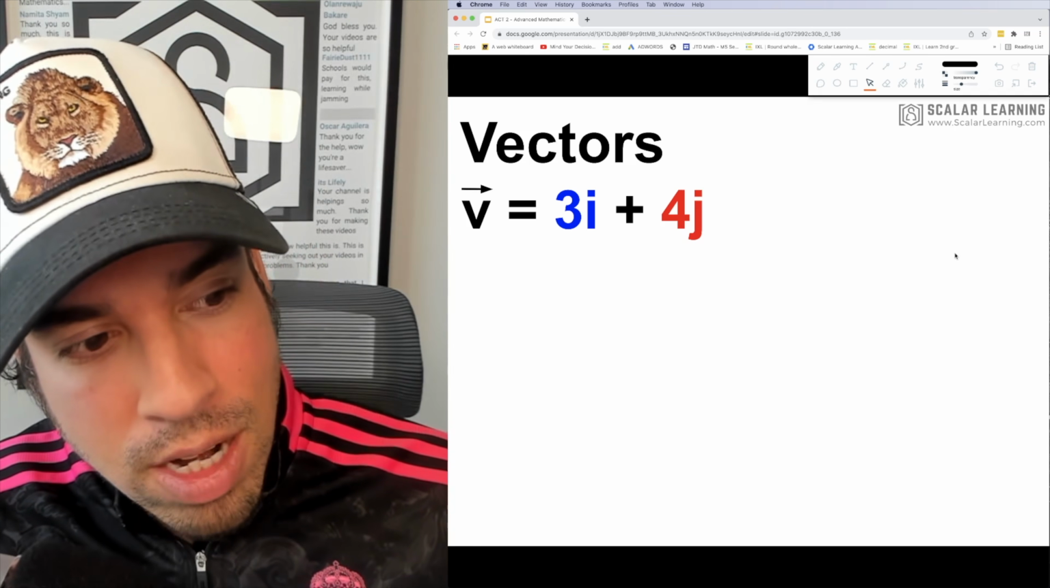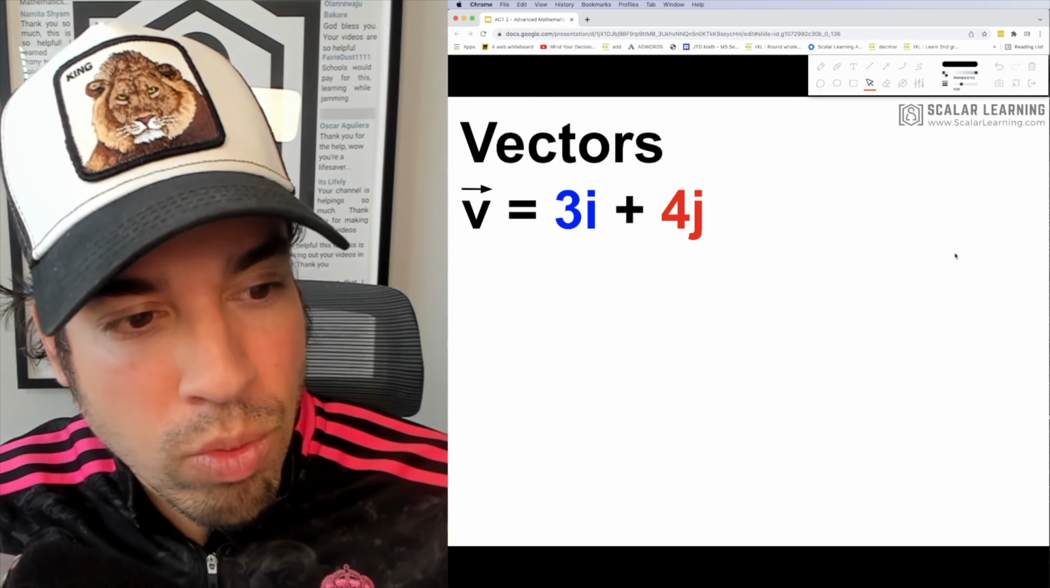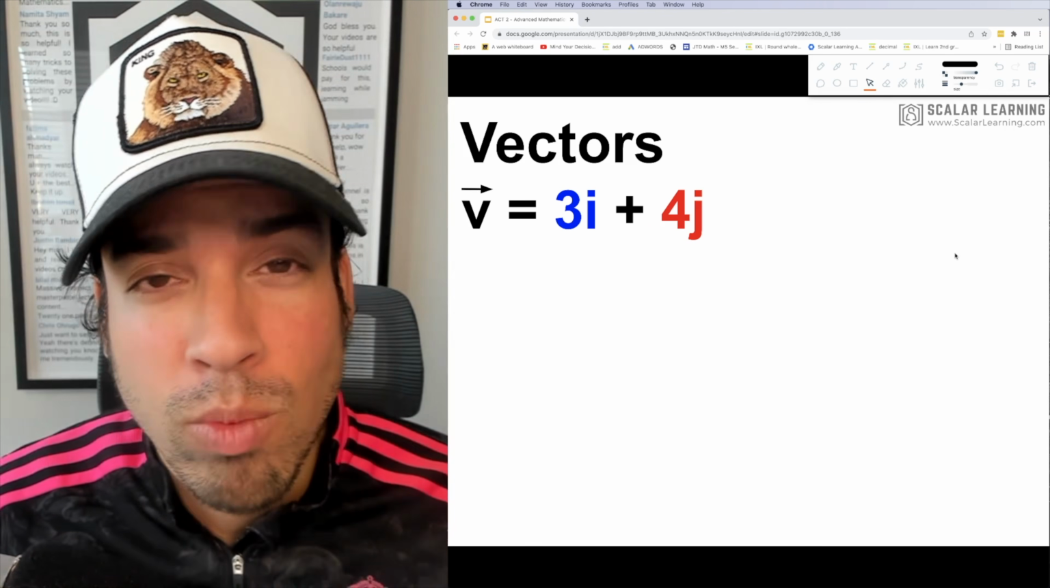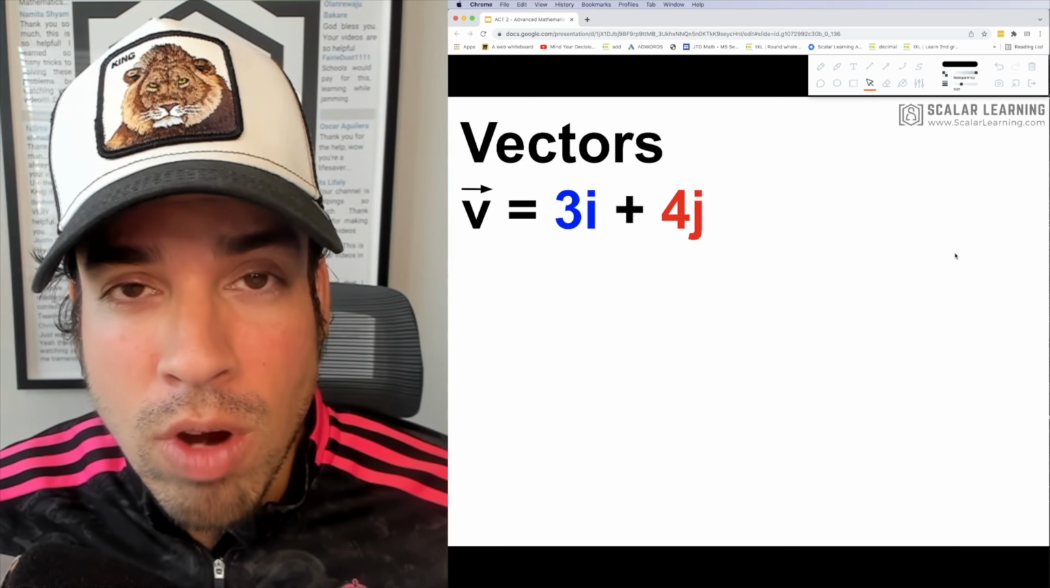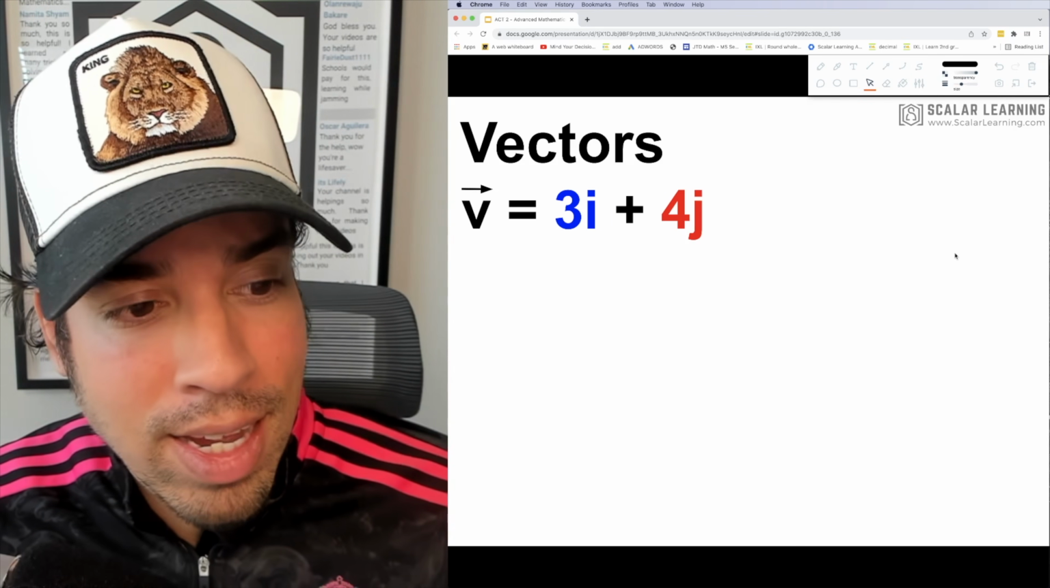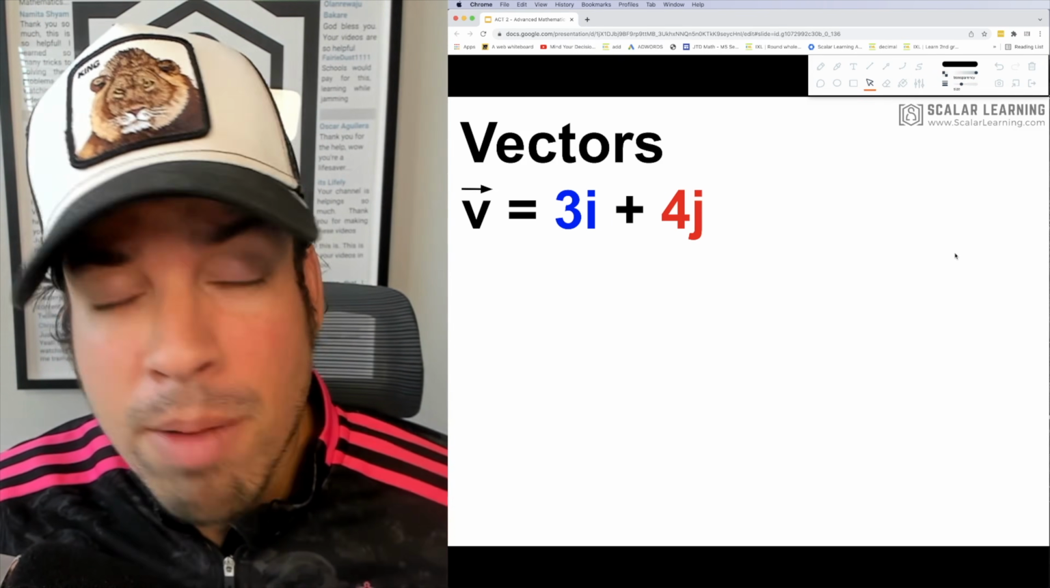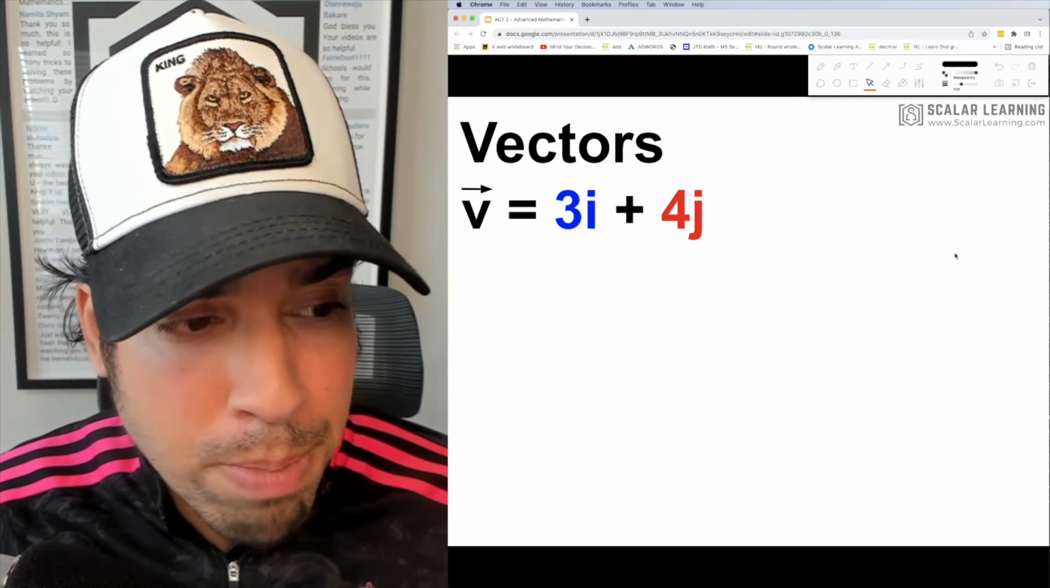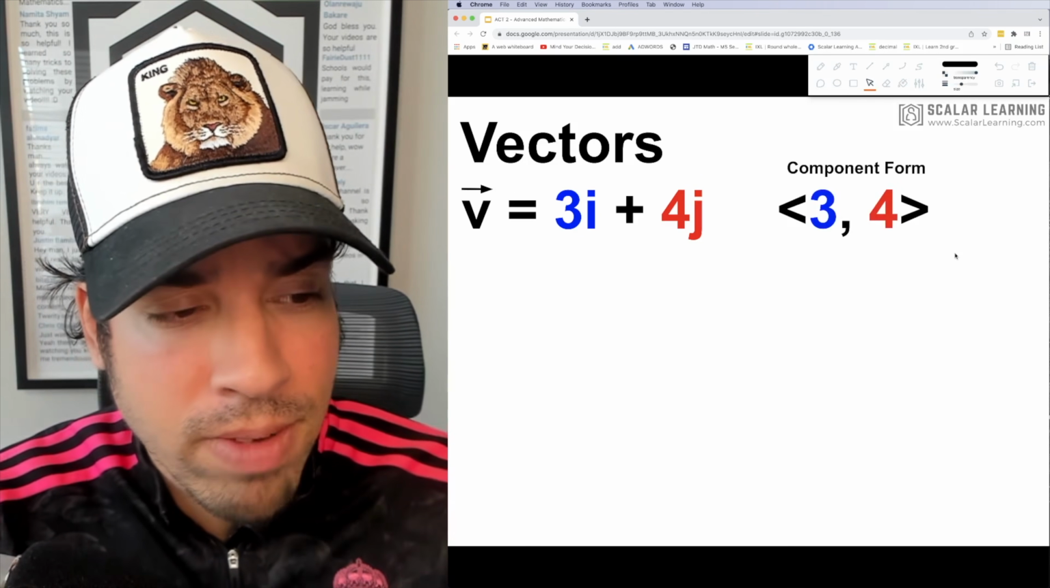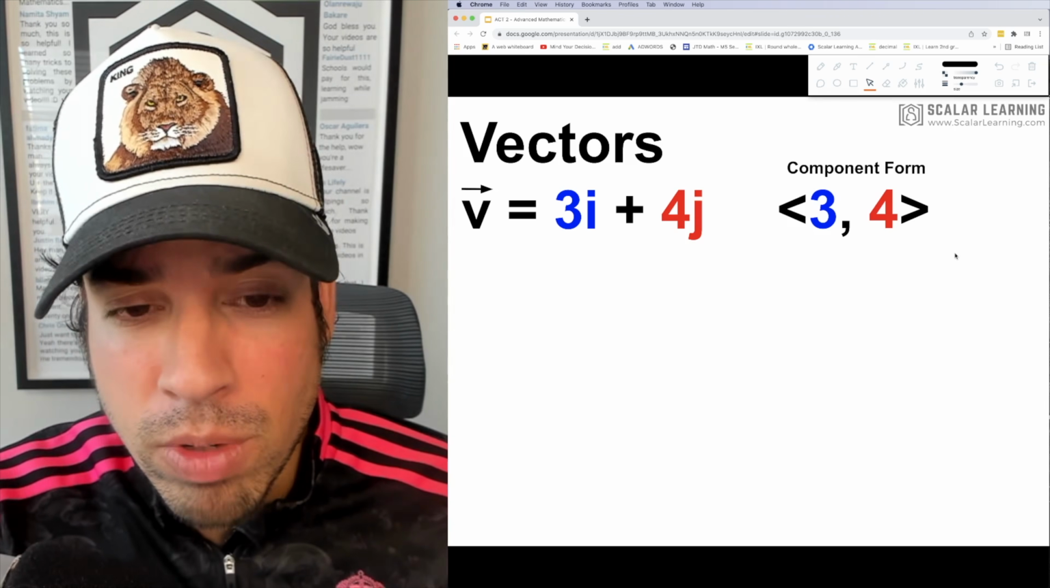So check this out. This is your general format of a vector, 3i plus 4j. So what's the i? What's the j? The i describes horizontal movement and the j vertical. And by the way, we should also be familiar with its component form, where you just take those two numerical values, and you can say 3, 4.